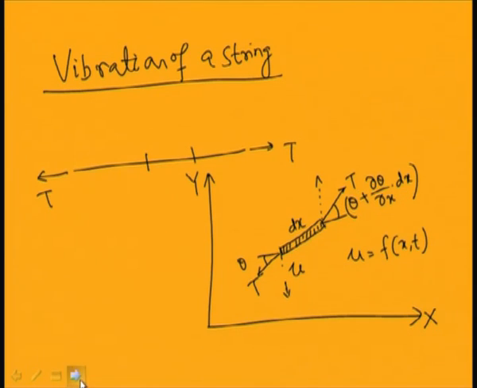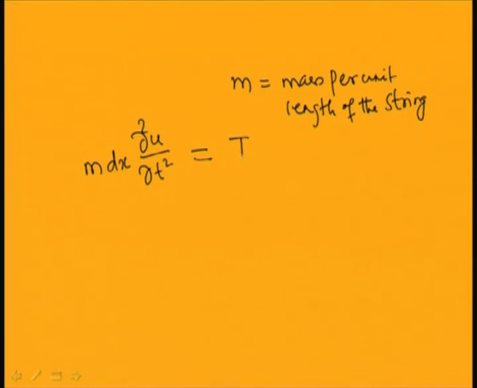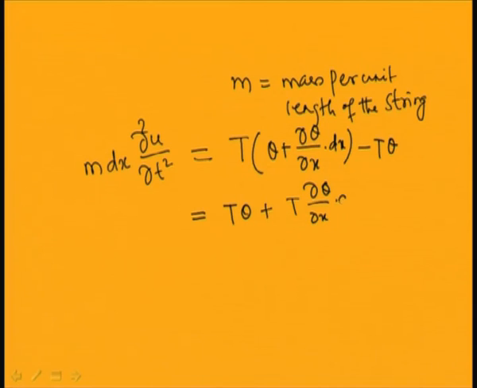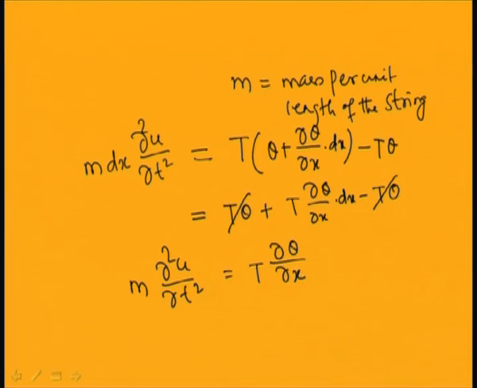So, I can write this equal to T into theta plus del theta by del x into dx minus T theta. So, I can simplify this thing. So, this becomes T theta plus T into del theta by del x into dx minus T theta. So, this T theta cancels, and this dx also cancels. So, I can write m del square u by del t square equal to T into del theta by del x.